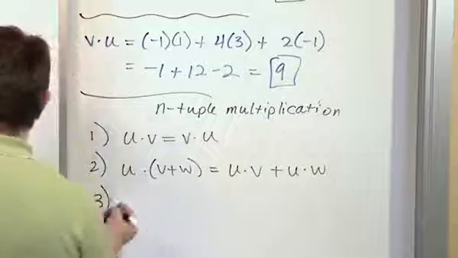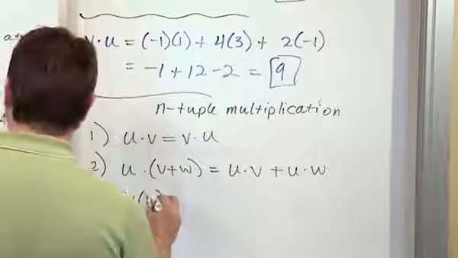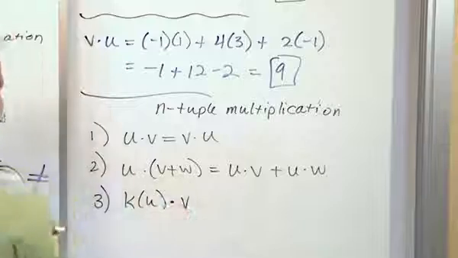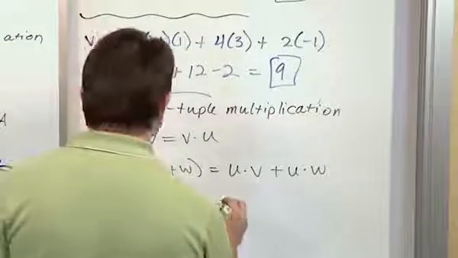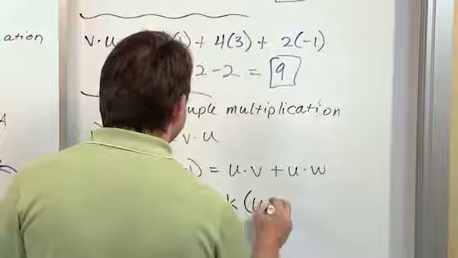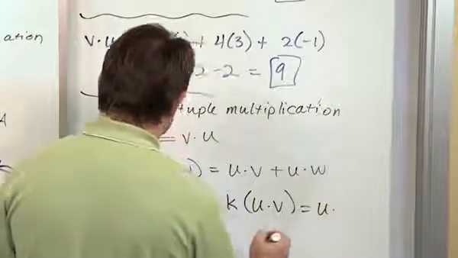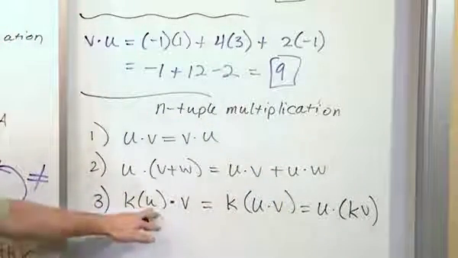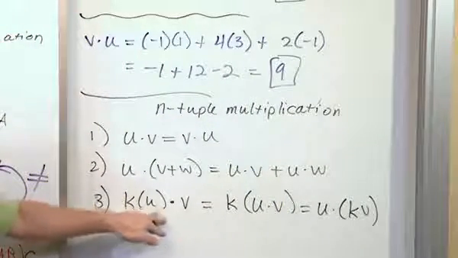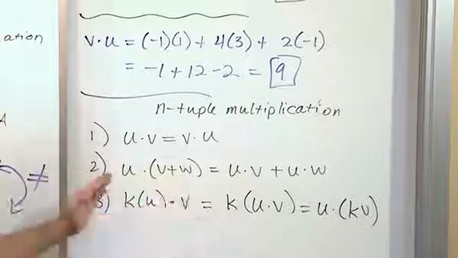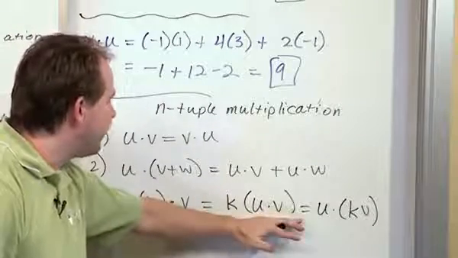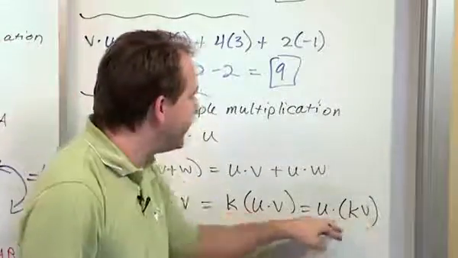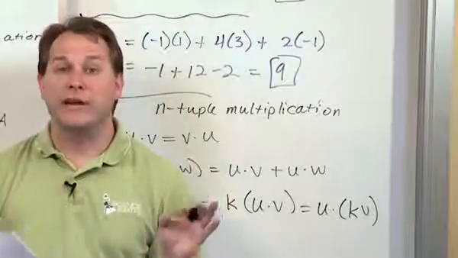And then finally, when you have a constant involved, k times u dotted with v, so we're multiplying this vector times a constant k, then we're dotting with a vector v, is equal to having a constant times u dot v, which is equal to u dot kv. Basically what this is saying is that if I have two vectors u and v, and I multiply by a scalar and then I dot it with the vector, it's the same thing as if I do the dot product first, or if I do this multiplication over here first, or if I do this multiplication here first. It doesn't really matter with a dot product of n-tuples.